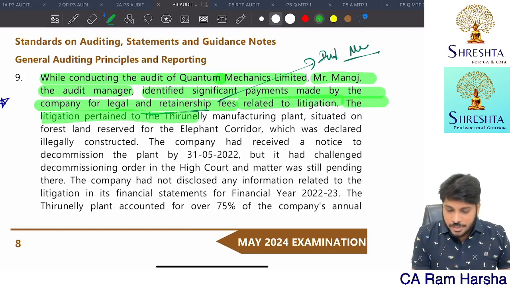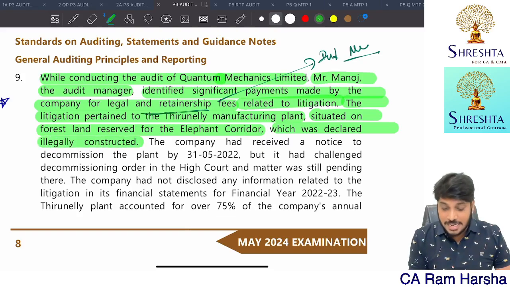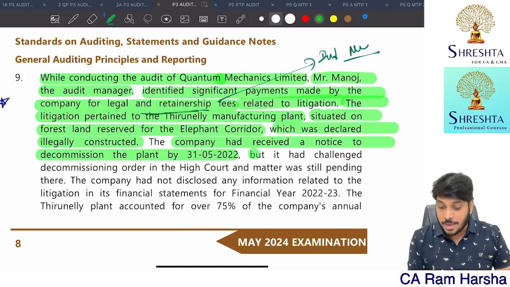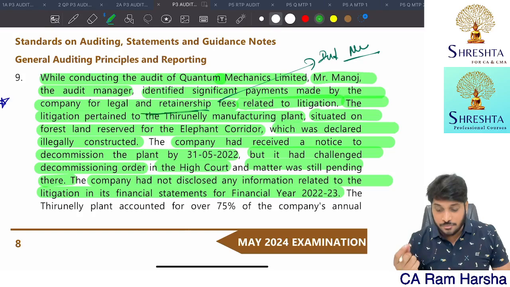The litigation pertains to the Tirunelli manufacturing plant situated on forest land reserved for an elephant corridor, which was declared illegally constructed. Oh my God. The company had received a notice to decommission the plant by 31st May, but it has challenged the decommissioning order in the High Court and the matter was still pending there. Okay, so the company has to remove the factory there. The company had not disclosed any information regarding this litigation in the financials.